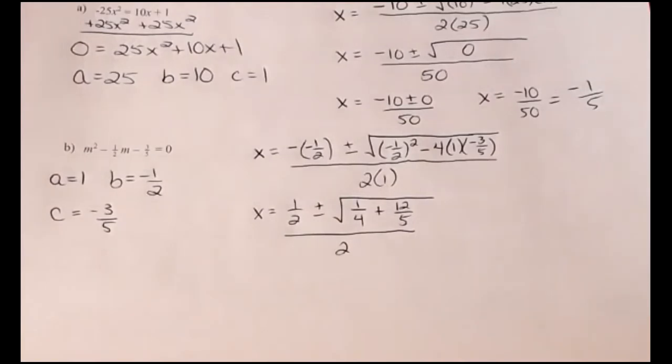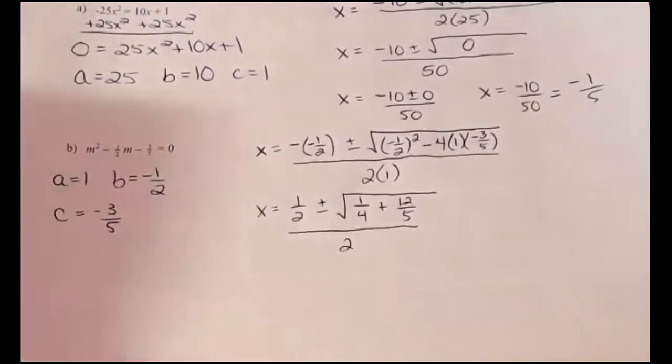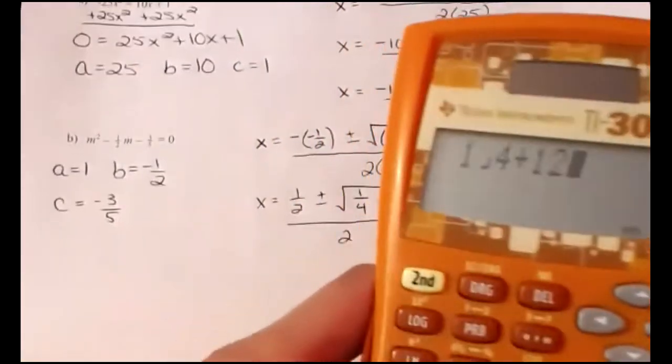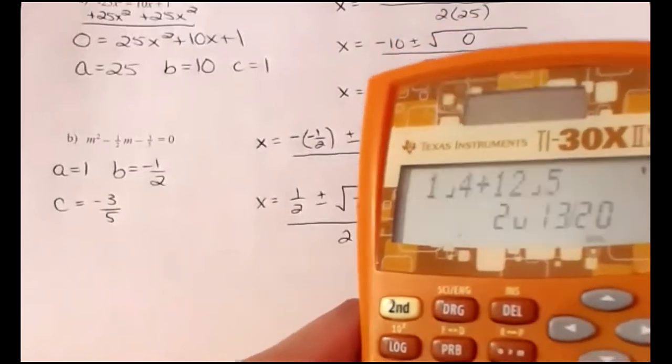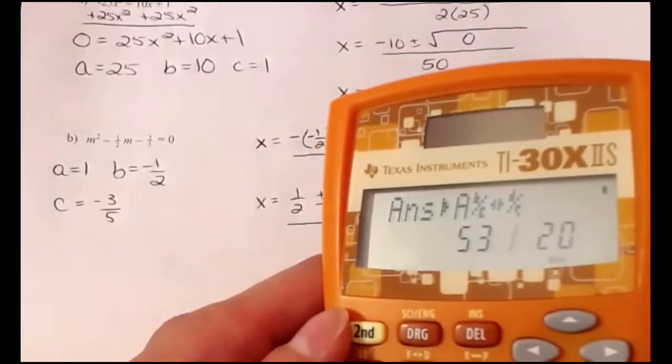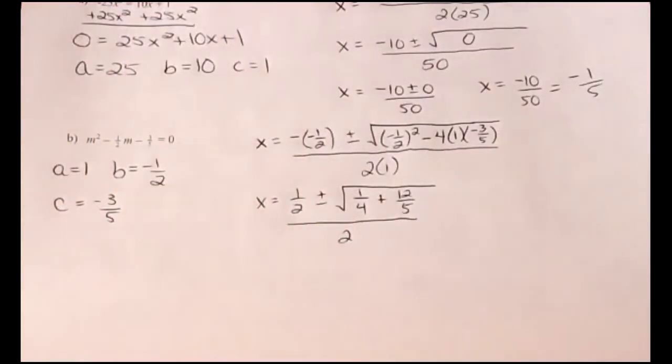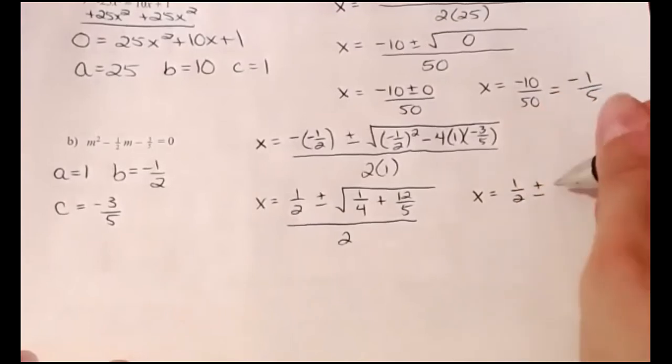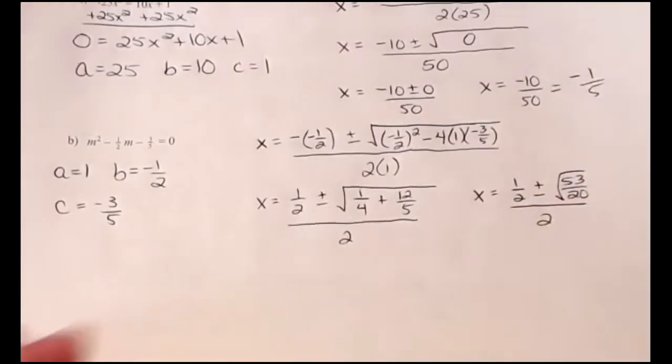You're going to want to do some side work, of course, to combine essentially your 1/4 and 12/5. So we can definitely do that, or you can just use your calculator. So 1/4 plus 12/5, and that's going to give us, let's change it back, 53 over 20. So we have x is equal to 1/2 plus or minus the square root of 53 over 20, all over 2.